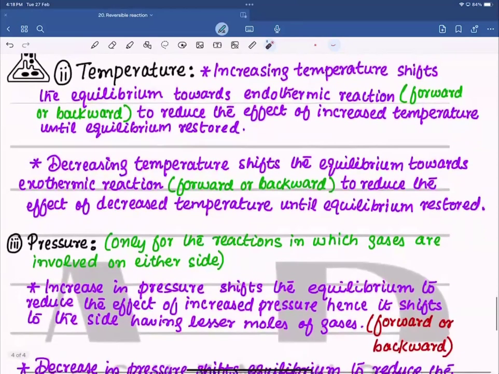Is everyone done with the temperature? Okay. Next, we have pressure. So remember, pressure only affects gases. Pressure can be applied only to those reactions in which gases are present either on the reactant side or on the product side. And whenever we increase the pressure, equilibrium shifts towards the side where there are fewer moles of gases, whether reactant side or product side. Okay. So whenever we increase the pressure, how could the pressure be increased?